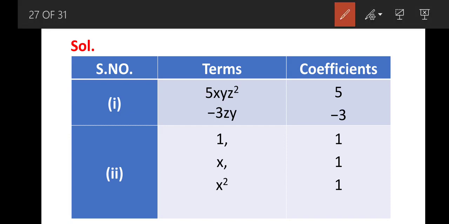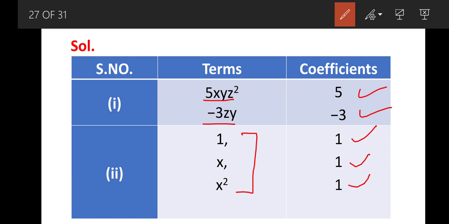So let us see first part, number of terms. These are 2 terms I have taken in the first part. Coefficient of first term will be 5. Coefficient of second term is minus 3. In the second part, 3 terms were there. Coefficient, numerical coefficient I need to mention. So it will be 1, 1 or 1.